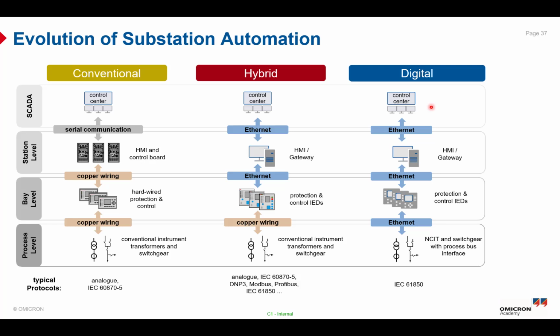So you can make a quick comparison between the digital, hybrid and conventional substation. As you can see, here the type of connection is copper wiring, but in the digital substation it is completely digital, so it will use the Ethernet connection.